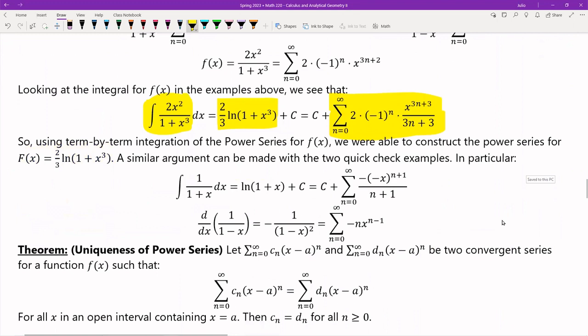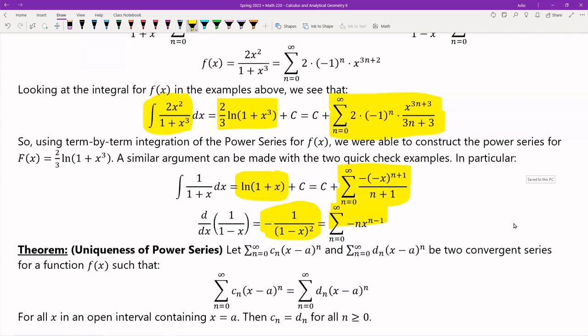So inadvertently, I made you guys find two pretty important power series that are labeled everywhere. So the power series for ln of 1 plus x is this right here. Okay. And the power series for this, negative 1 minus x squared, is this right here.